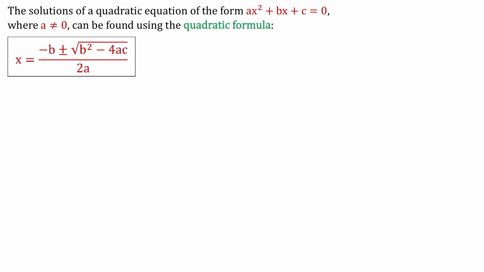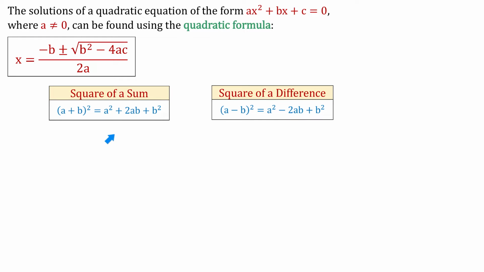a few other formulas. The first one is the square of a sum, and this formula allows us to raise a binomial to the second power. The formula is (a plus b) to the second power equals a squared plus 2ab plus b squared. So notice that when we raise a binomial to the second power, we get a trinomial. For example, (x plus 7) to the second power equals x squared plus 14x plus 49.